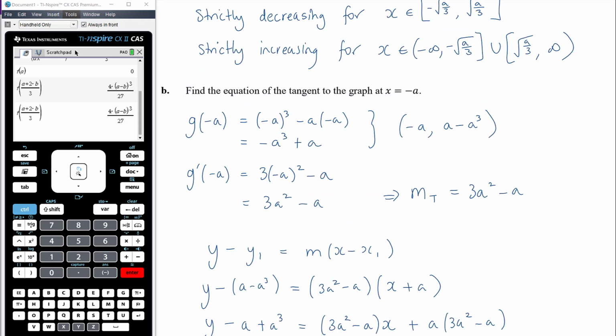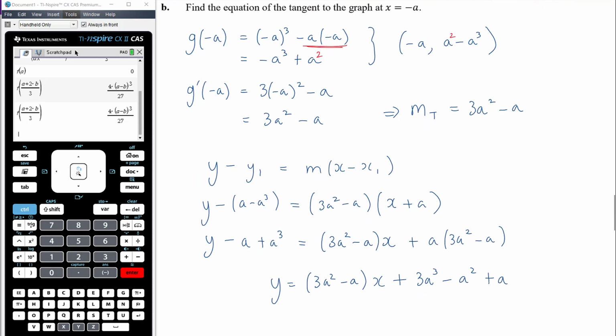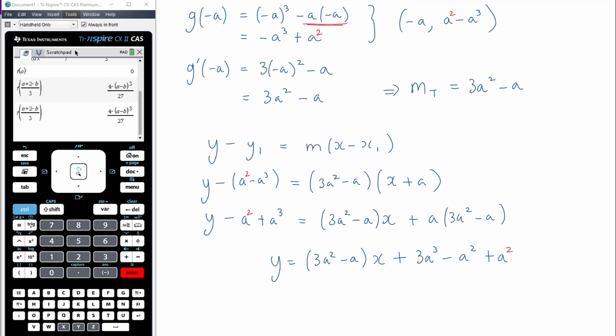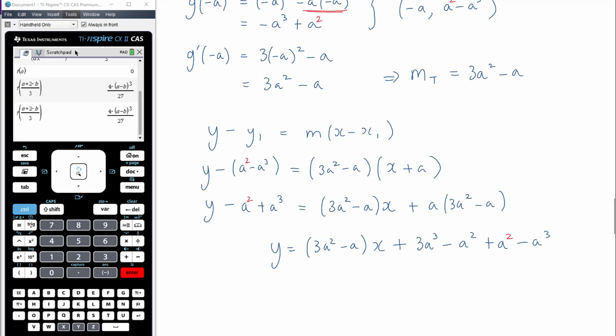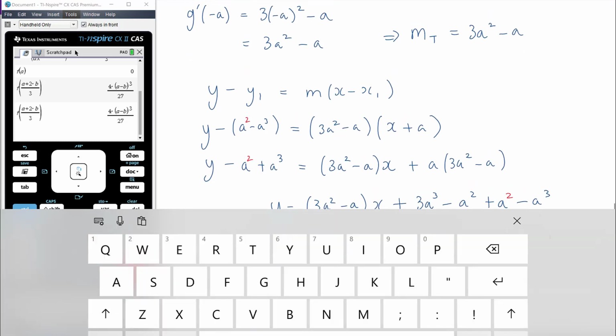Okay, I've realised where I've made an error up here. My apologies, hopefully you picked it up as I went. So this minus a times minus a should be a squared, and so the y coordinate is a squared minus a cubed. So we get a squared minus a cubed here, a squared minus a cubed here, and so I'm adding a squared. And then I also have to subtract a cubed. Okay, so let's just tidy up those like terms. So it's y equals 3a squared minus a, times x, and then we've got 3a cubed minus a cubed, so that's plus 2a cubed, and we've got minus a squared plus a squared, so they cancel out. And so there is our equation of the tangent.